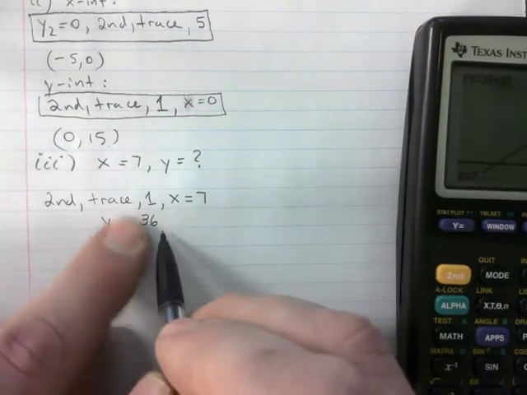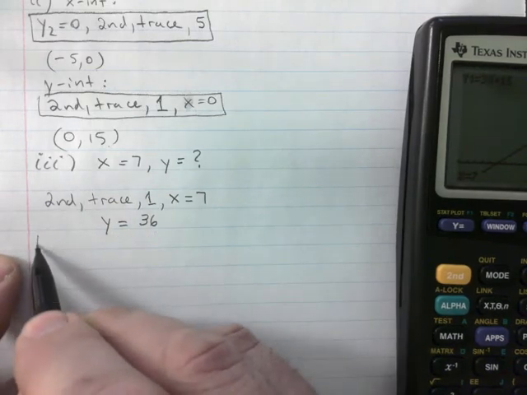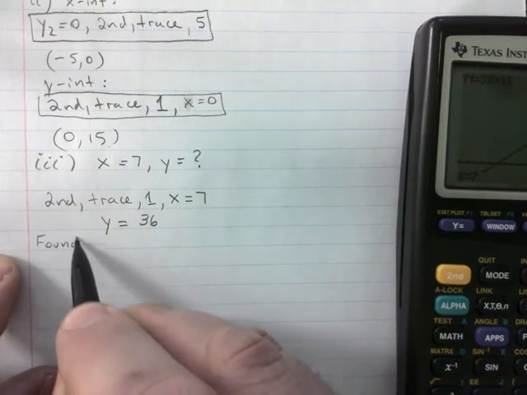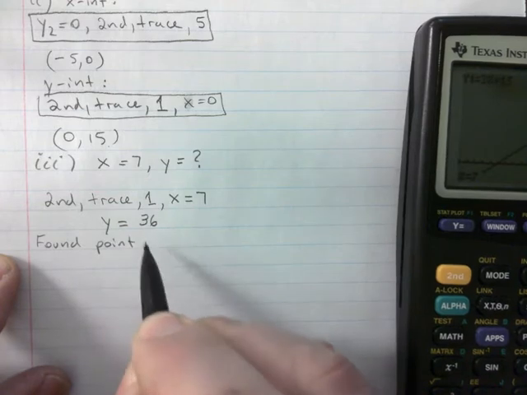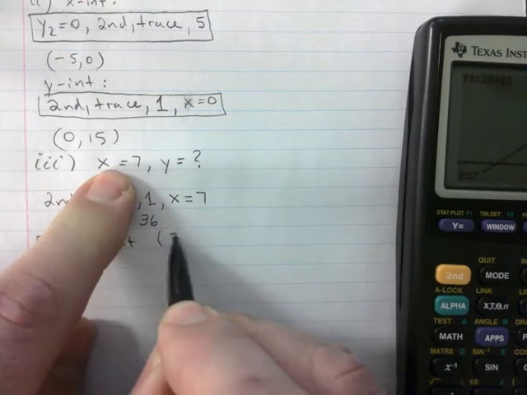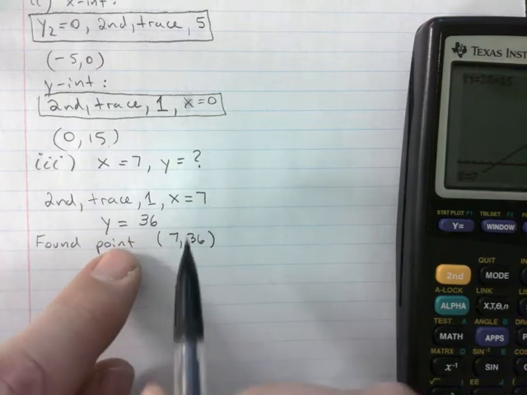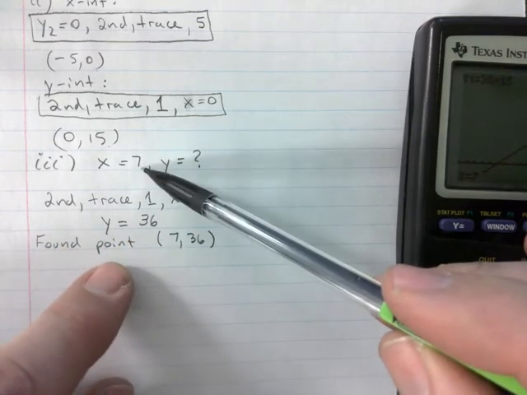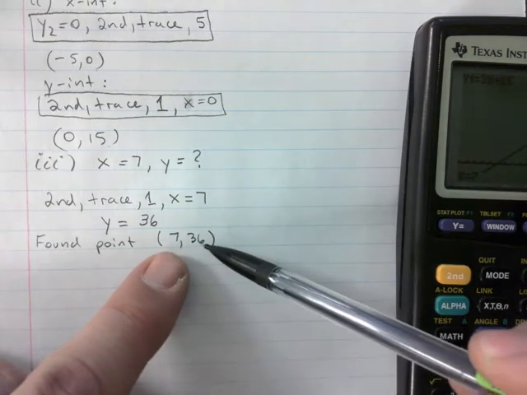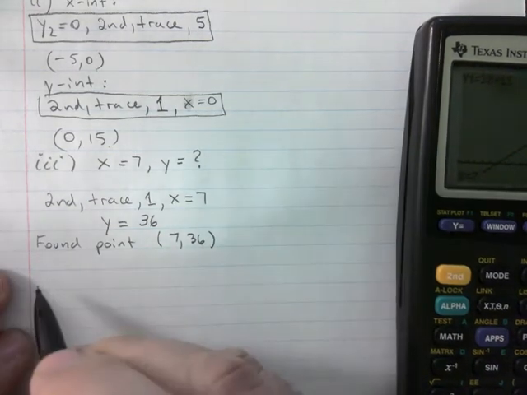What did you just find, folks? You found a point, right? Point 7, 36, by the way. When you do this, you know that x is equal to 7 and y is 36. You found a point on that line, and there it is.